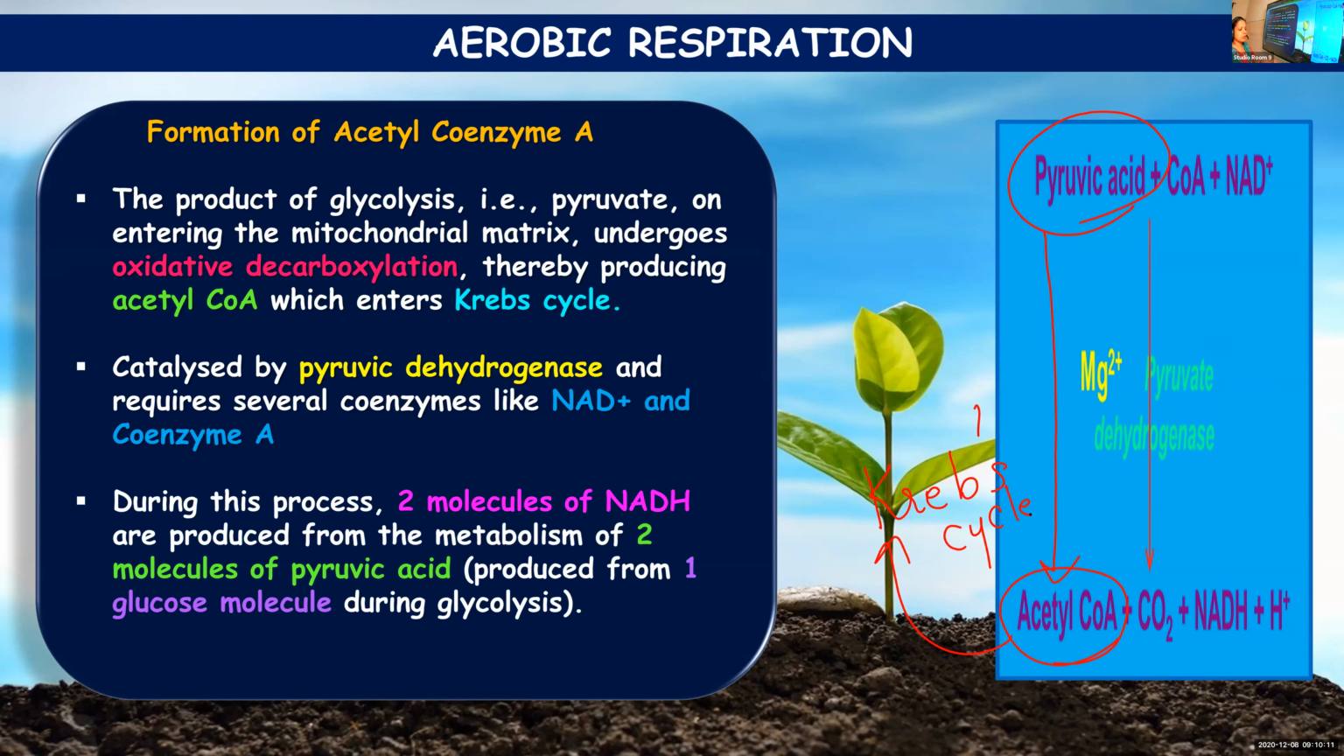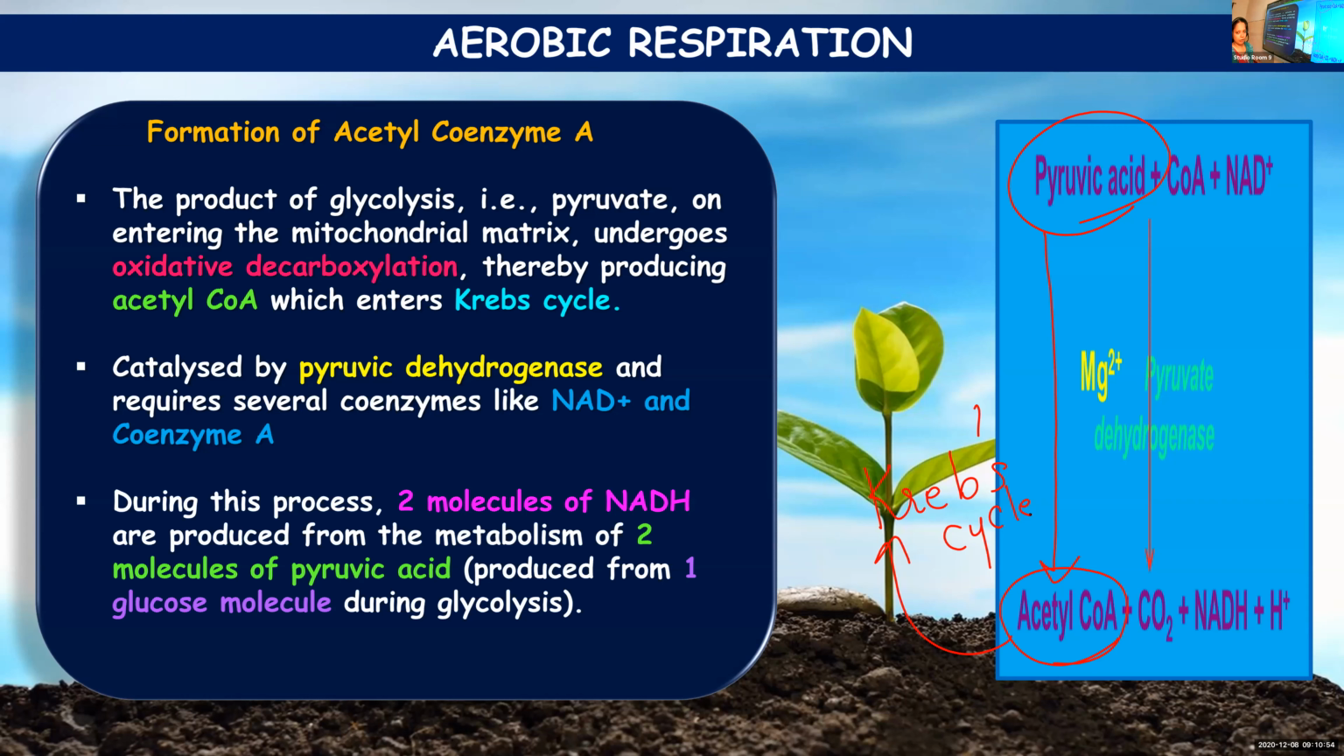By a process known as oxidative decarboxylation, where the carbon dioxide molecules will be removed. And what are the requirements for this oxidative decarboxylation? Presence of coenzymes like coenzyme A and NAD+, nicotinamide adenine dinucleotide. These two coenzymes are necessary and the reaction is catalyzed by pyruvate dehydrogenase. Along with acetyl coenzyme A, carbon dioxide and NADH plus H plus are produced.